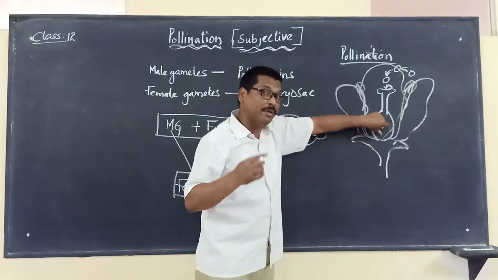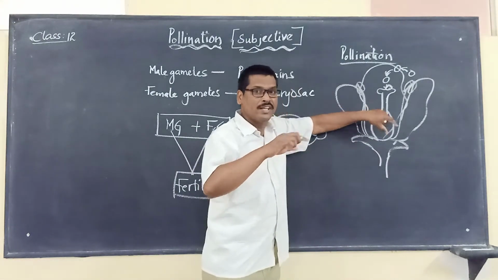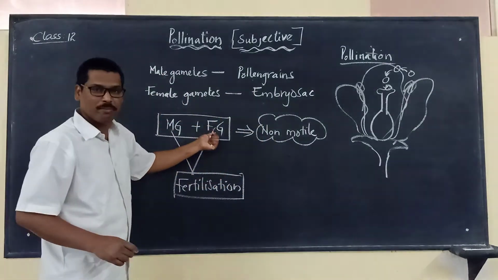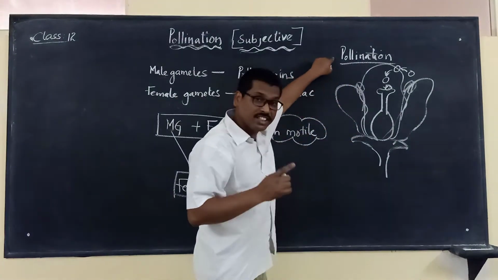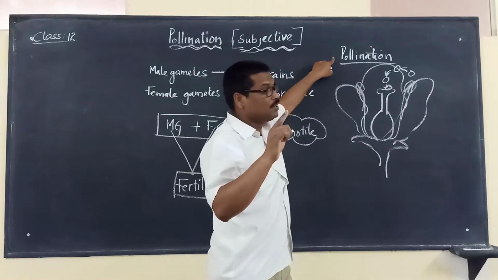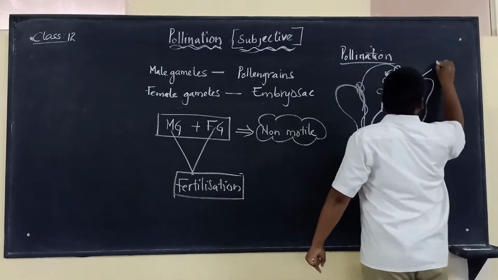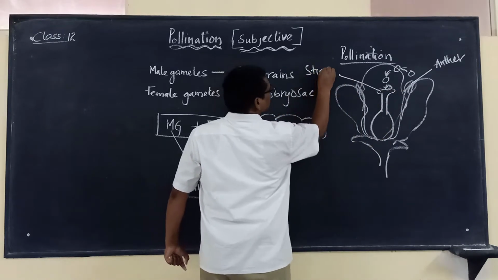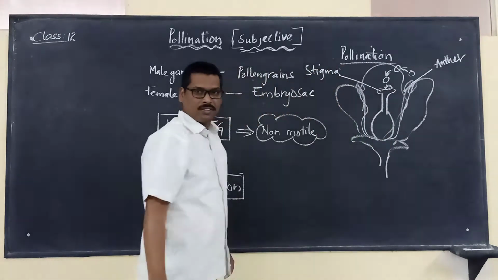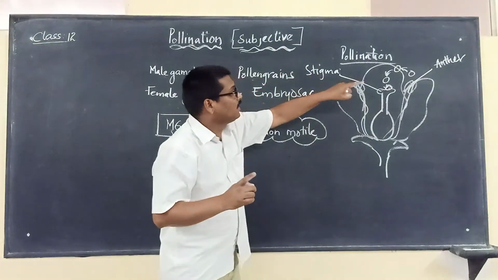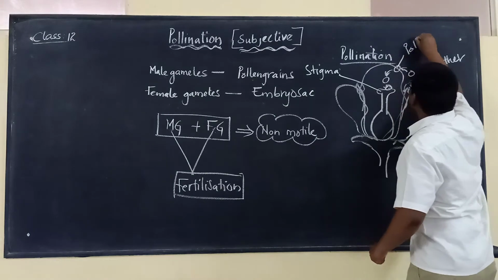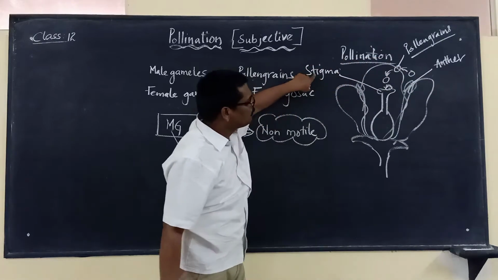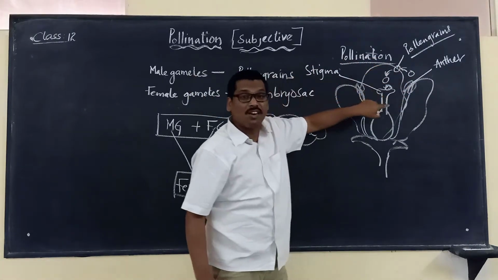The female gametes are present in the embryo sac. In the ovary there is an ovule, which we already studied, and in the ovule there is an embryo sac. Inside the embryo sac there is the egg, the female gamete. So pollination means transfer of pollen grains from the anther to the stigma.